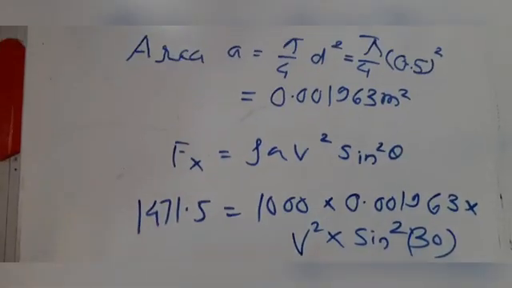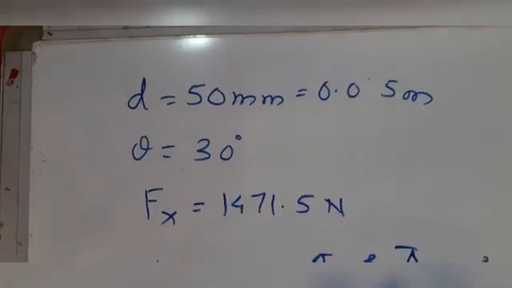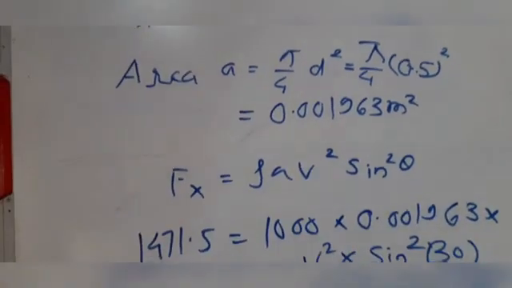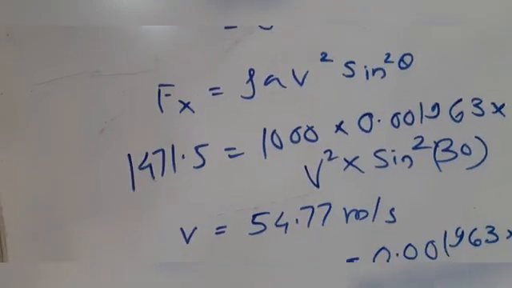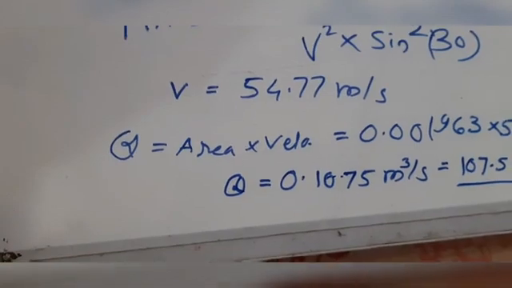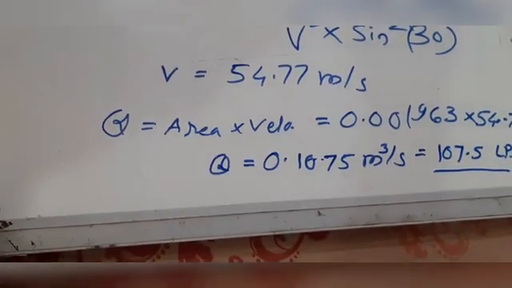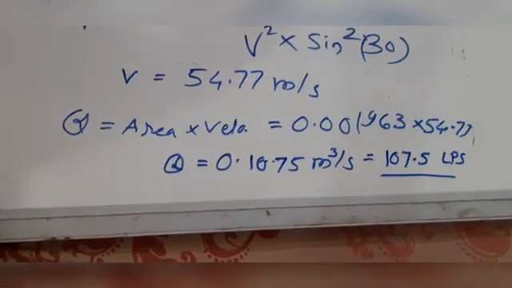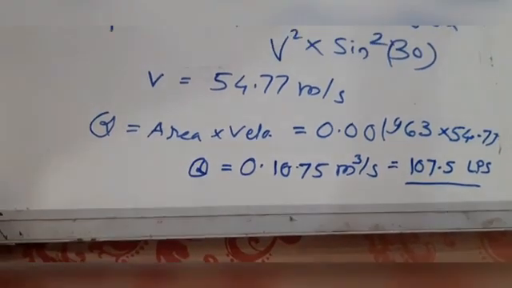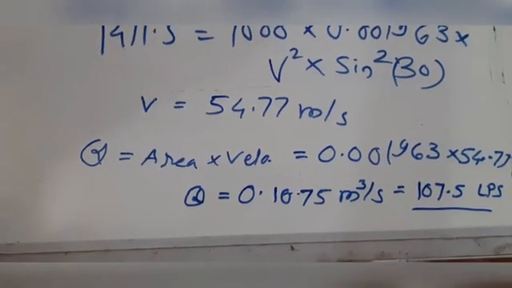So in this type of question, we have to do it a different way: we have to calculate velocity, and then by using this velocity we find the quantity rate of flow. Okay, so this comes 107.5 liter per second. You have to solve similar types of questions for your practice. Thank you.